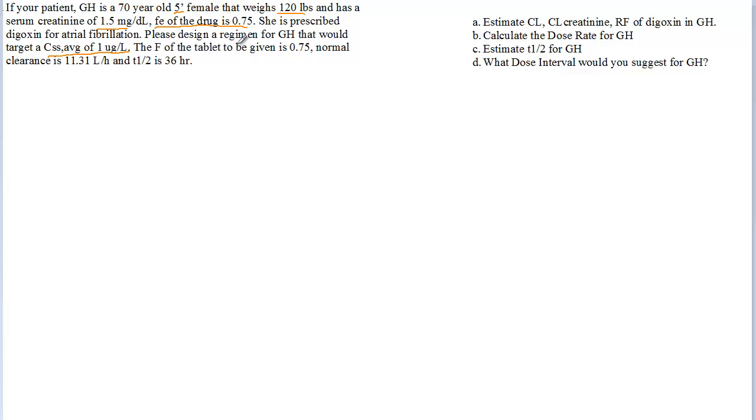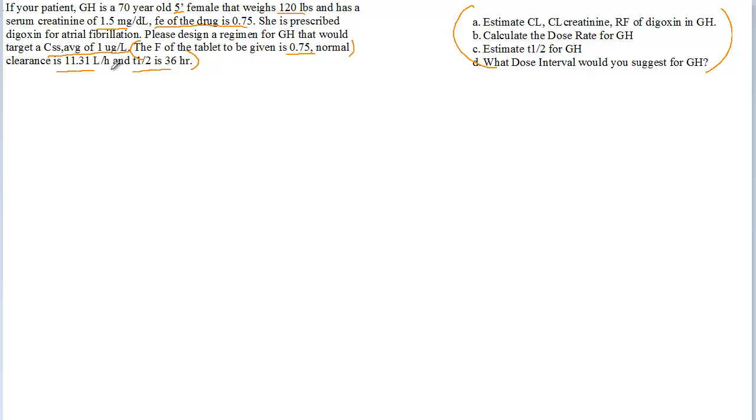1 microgram per liter. In this patient, the required dosage regimen targets a Css average of 1 microgram per liter, the bioavailability of the tablet is 0.75, and the clearance is 11.3 liters per hour. The T half is 36 hours. This is a normal patient though, okay? So remember that this is a normal patient. Alright, so these are the following things that we need to estimate.